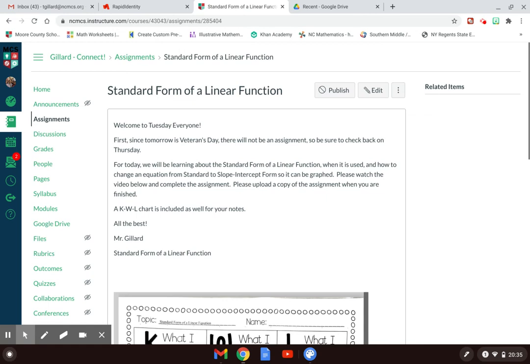Today we're going to be learning about the standard form of a linear function and how we can also change the linear function from standard form to slope-intercept form so it can be graphed.